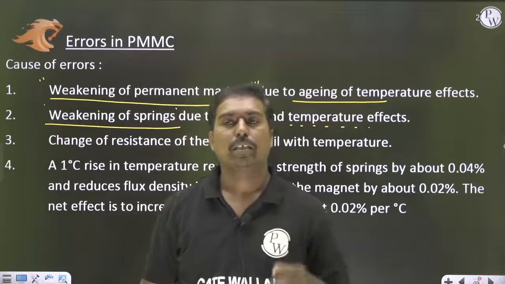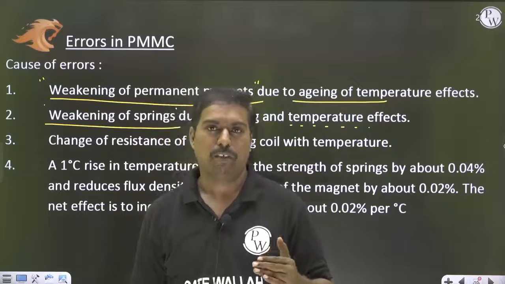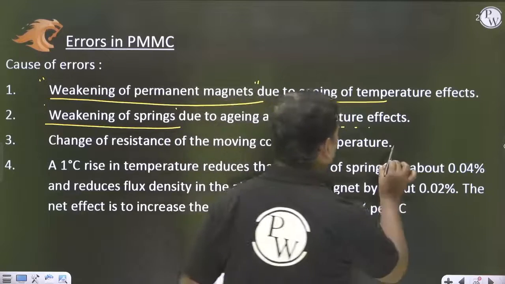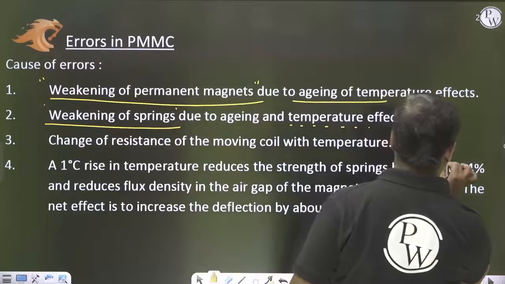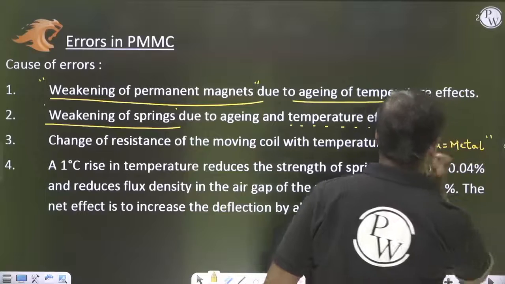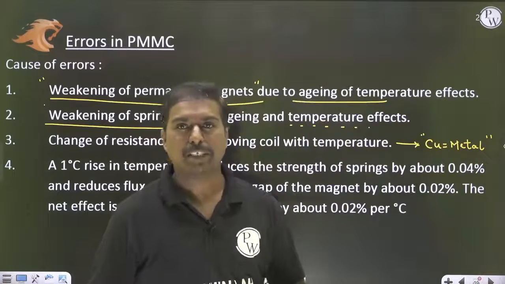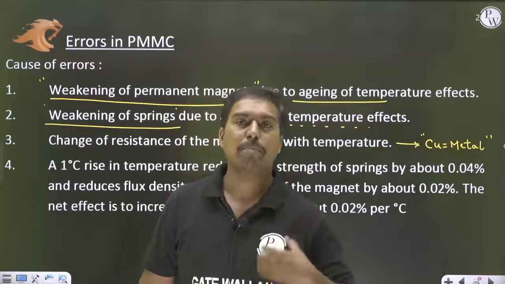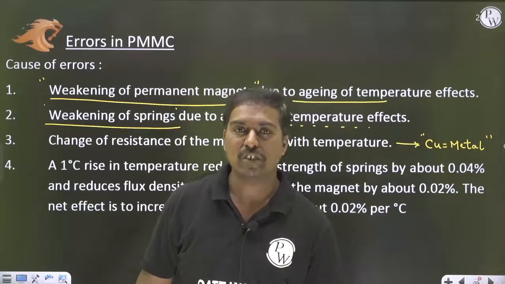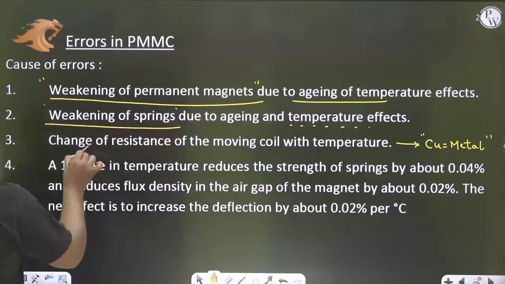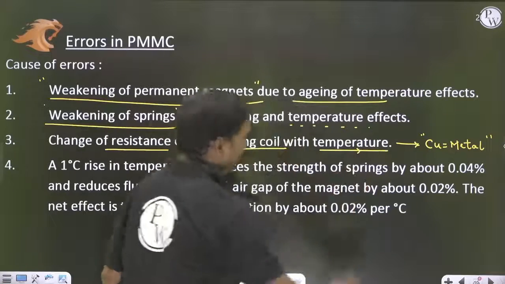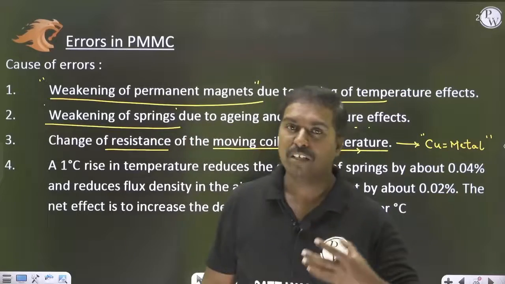important, the moving coil. The moving coil is made of copper, right? So this copper is a metal. This copper metal is dependent on its temperature, right? So when a metal is dependent on temperature, what happens? When the temperature changes, its resistance gets changed. So that is also one point: change of resistance of the moving coil with temperature.